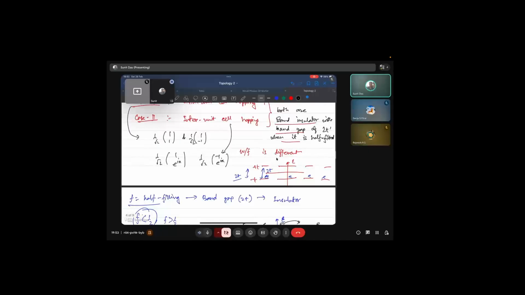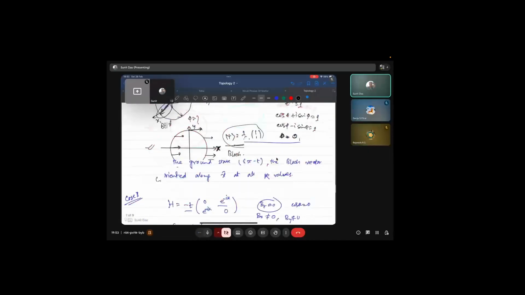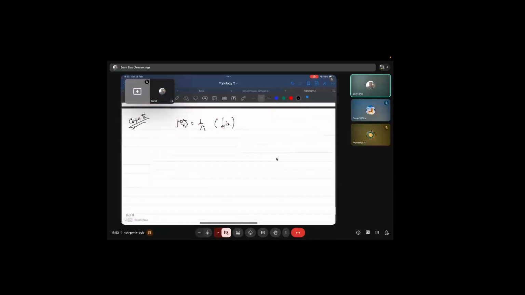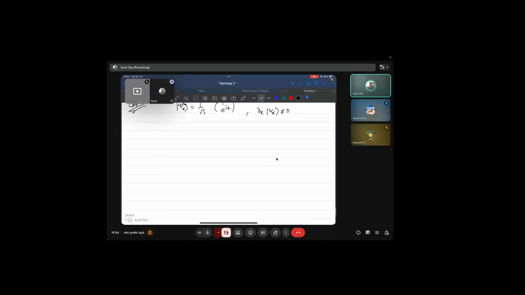Oh, yeah, e to the power ik. Okay. So that means that del k of psi of k is not going to be 0. There will be some finite value. You can derive it. I am not deriving it here.